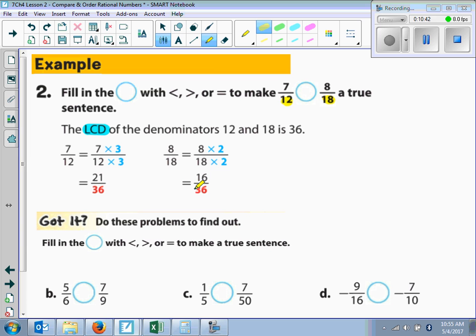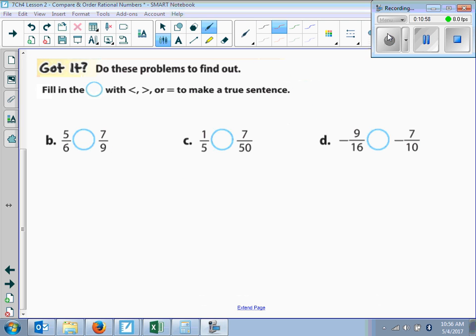So, with 7/12 and 8/18, what symbol goes in between? Greater than, because this is 21, this is 16, right? So, greater than goes in between. Is everybody clear? So here we're going to fill in the circle with less than, greater than, or equal to make a true statement. Here we're comparing 5/6 and 7/9.